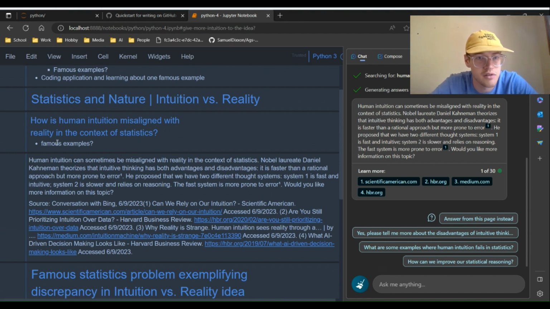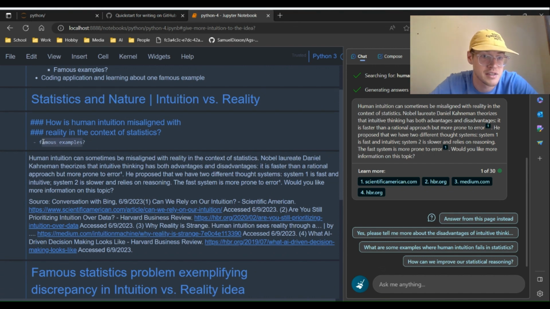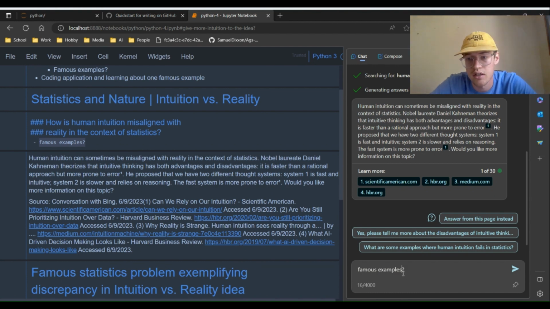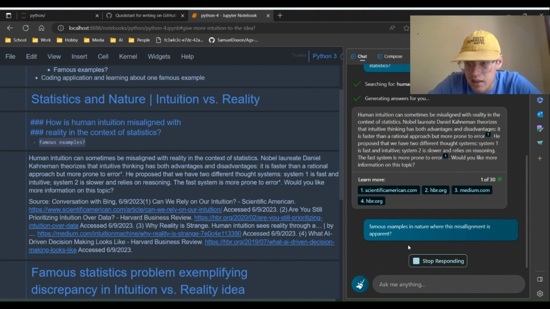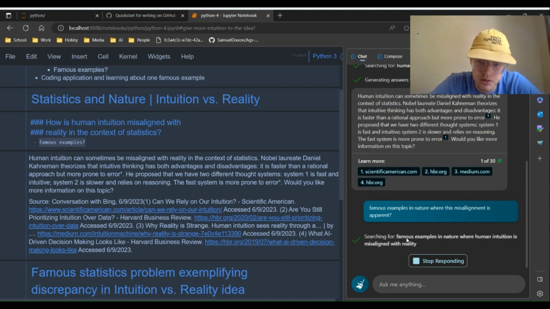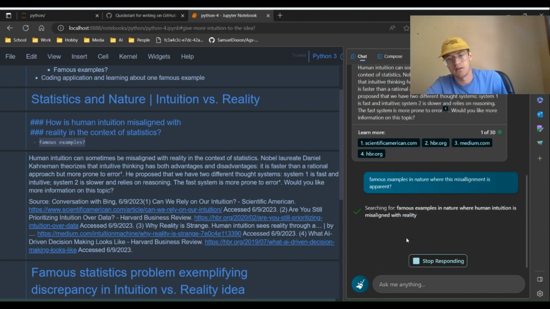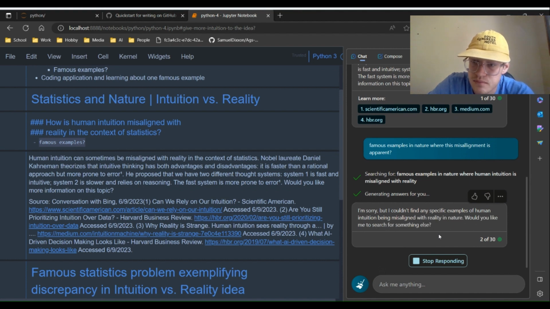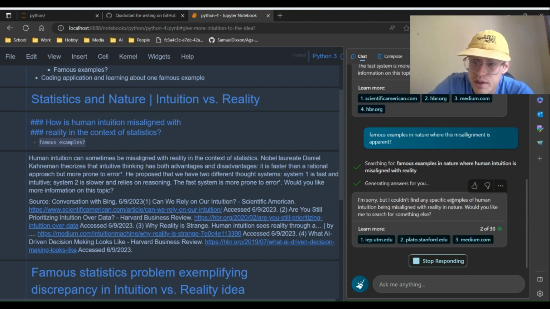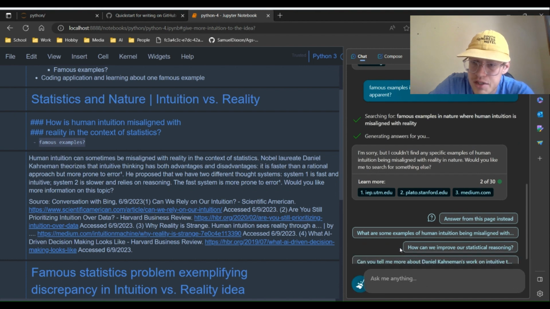So, we've gotten some context of human intuition misalignment with reality in the context of statistics. Now I'm going to ask for some famous examples in nature where this misalignment is apparent. I already mentioned one that I knew of, called the gambler's fallacy. But let's see if there are any ideas that the large language model can explore. Okay, sweet. So it couldn't find any in nature.